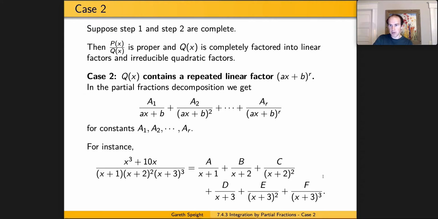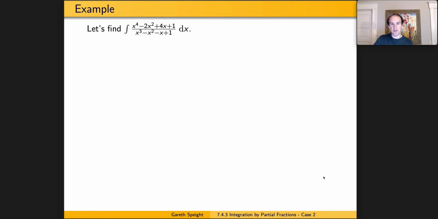Okay, so let's do some actual examples where we can compute things. Let's look at, for instance, the integral of x to the 4 minus 2x squared plus 4x plus 1 over x cubed minus x squared minus x plus 1. So it looks pretty complicated, but that's why we have an algorithm, just a sequence of steps we can follow. So let's try to do that.